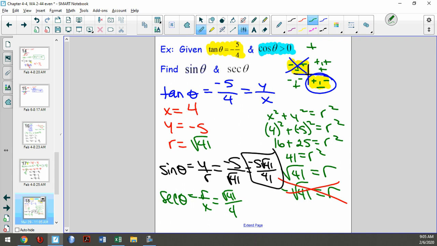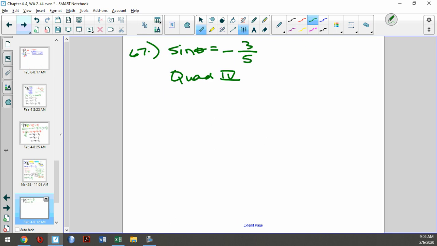Which means cosine is positive, meaning x is positive, and y is negative in quadrant 4, which is why the y value had the negative 5. Does that make sense now? Okay, now with that being said, let's do problem number 67 in tonight's homework. They tell you that the sine of theta is equal to negative 3/5, and that you're in quadrant 4.